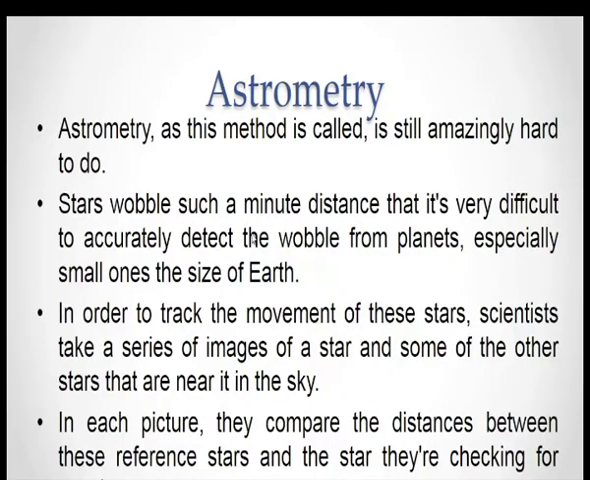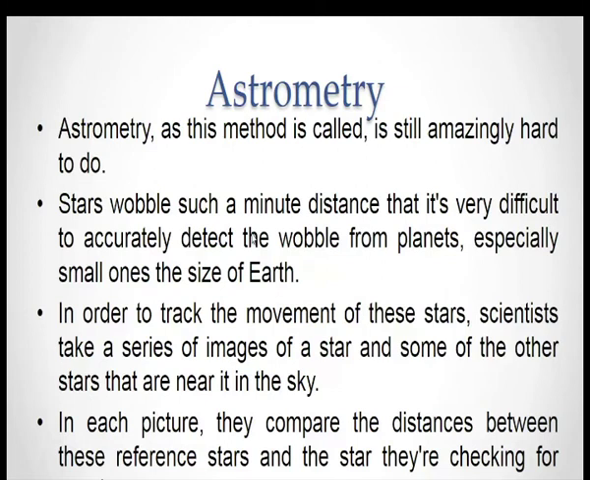This astrometry technique is still amazingly hard to do, but people are using it to discover exoplanets. Stars wobble such a minute distance that it is very difficult to accurately detect the wobble from planets, especially small ones the size of the Earth. Such minute wobbling of stars can be identified using this astrometry technique.